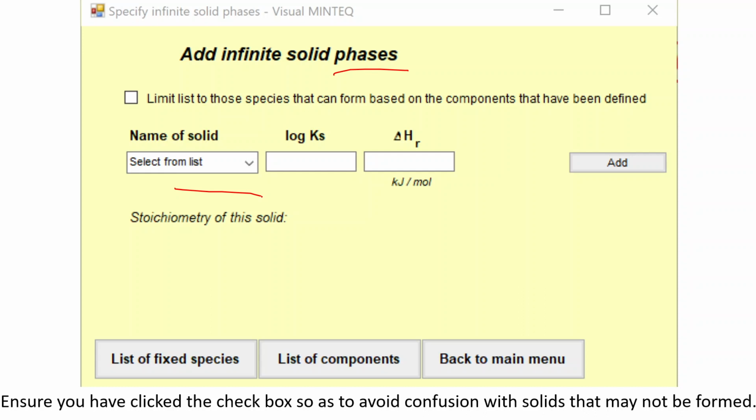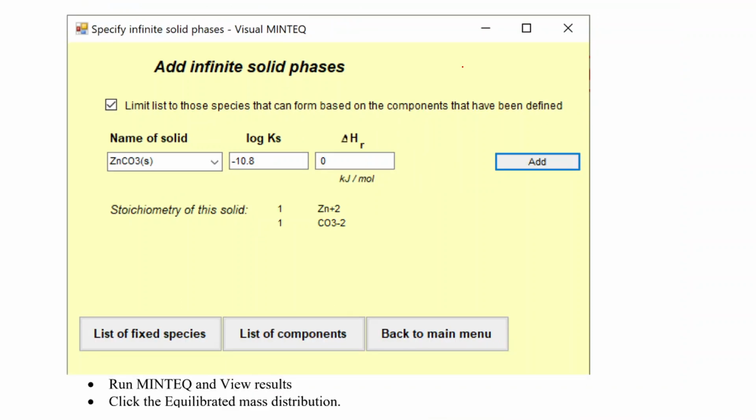We have to ensure that we have clicked the check boxes so as to avoid confusion with solids that may not be formed. So after putting this in, we have to tick this check box so that it won't show other solids that can be formed. We are talking about just ZnCO3. Then we will run Visual Mintech and view the result.